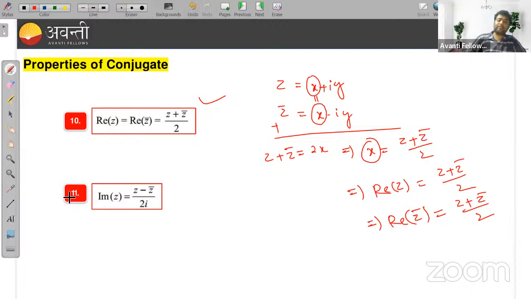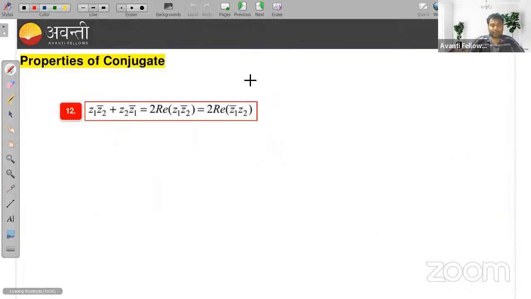In a similar way, we can also prove the 11th property, that is imaginary part of Z is equal to Z minus Z bar by 2 iota. You can prove it easily. Done. Shall I move to the next thing? Last property we have now, and an important one also. Chalo, let's prove it.